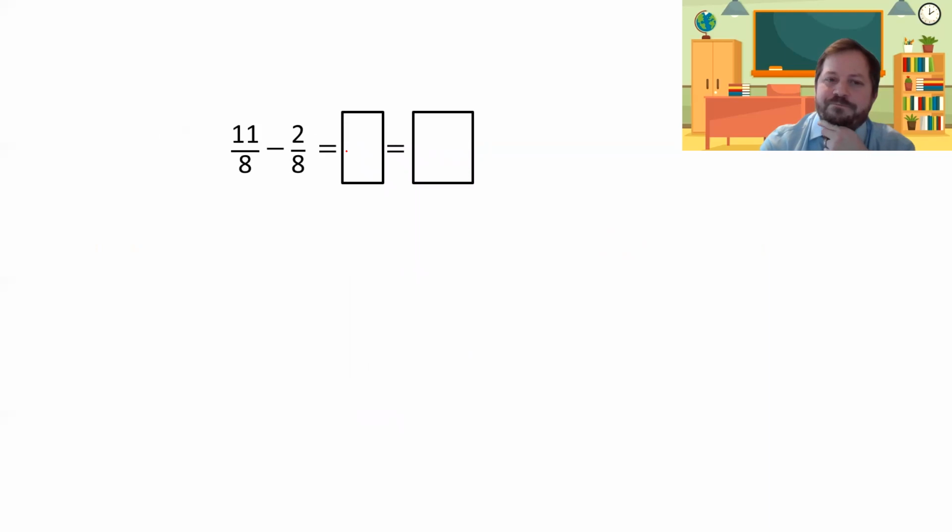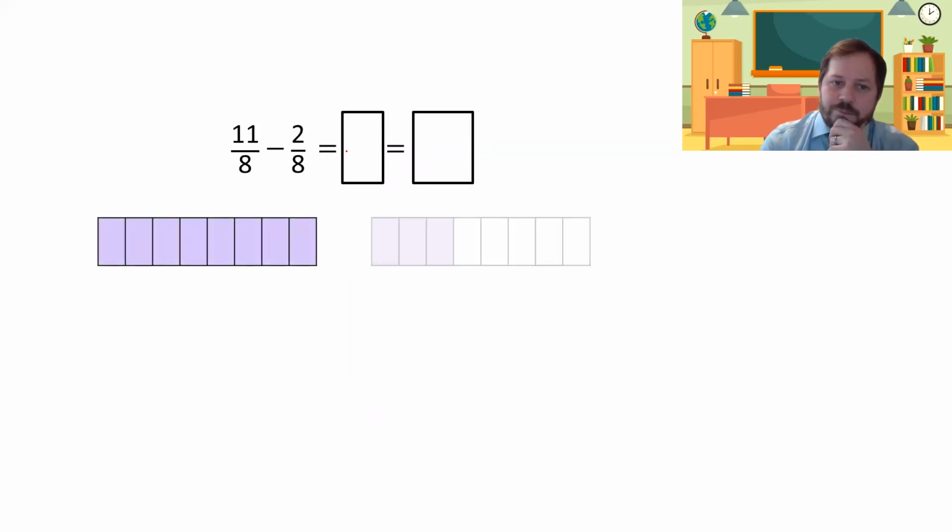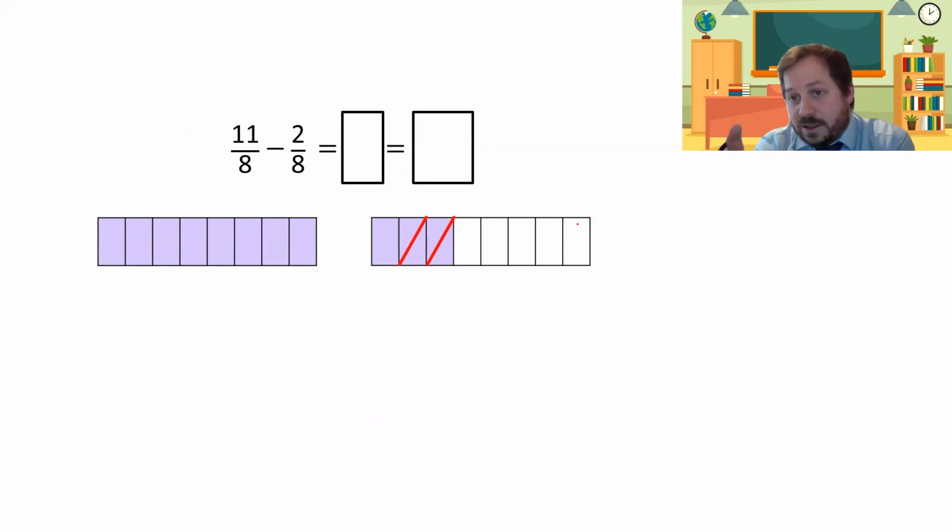So now we're on to subtraction. So first we need to set up 11 eighths. So this is a bar with 11 in, this is a bar with 11 in, and guess what? We're going to take away 2 of them. There we go. The 8 doesn't change again. So the denominator stays the same, and we just deal with the numerators. 11 minus 2 is 9, so it's 9 eighths.